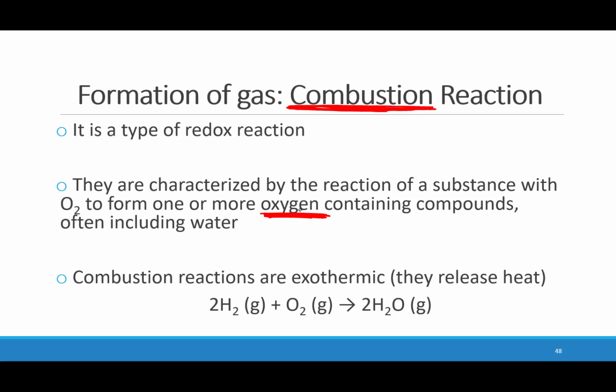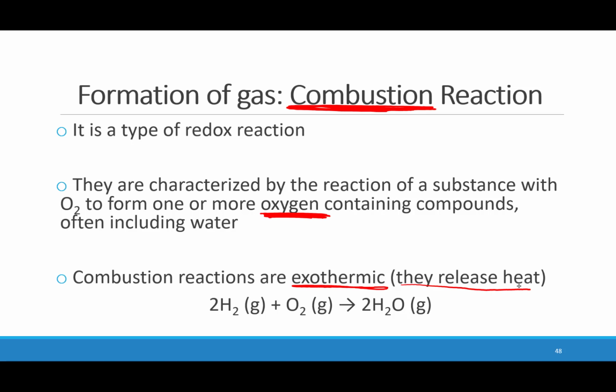Okay, then combustion reaction involves burning, involves reaction with oxygen. That's why it's a redox reaction. Okay, combustion reaction, which is burning, it produces heat. If you go and stand in front of the fire, you will sense the heat that's coming off of the fire. Okay, that's why it's an exothermic reaction, because they produce heat.